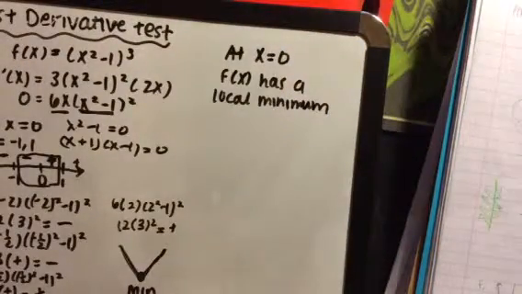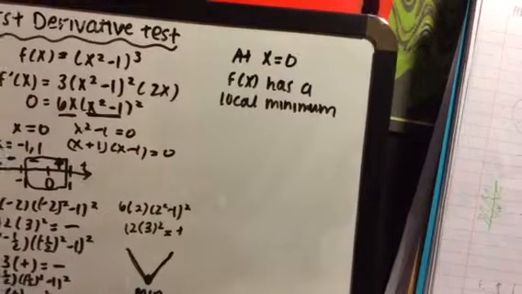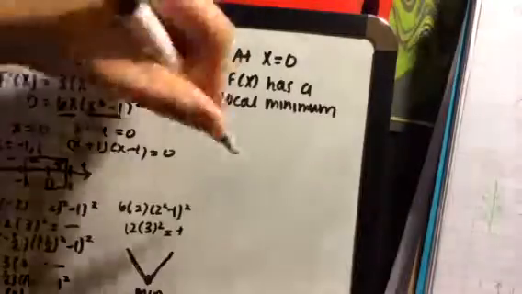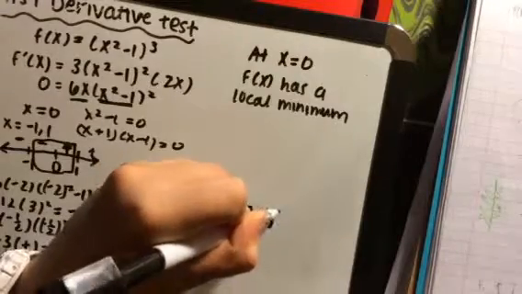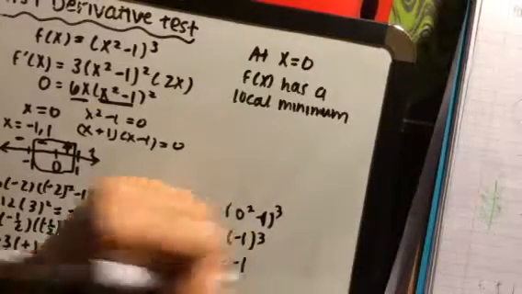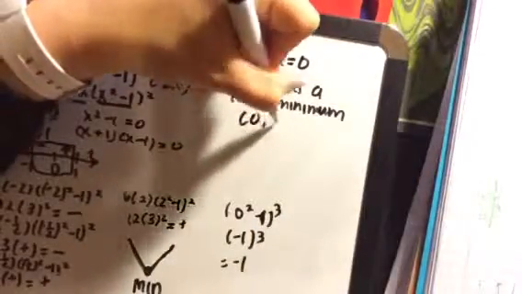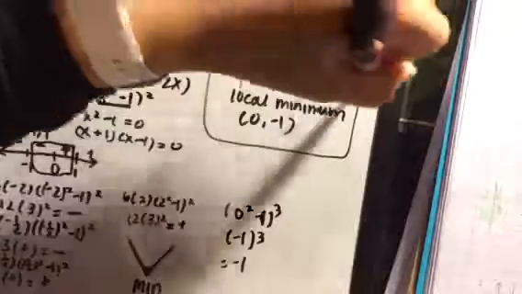and if we want to find a specific point, like what is the y value when x is equal to 0, we are going to plug 0 back into the original equation, which is f of x is equal to x squared minus 1 cubed. So 0 squared minus 1 cubed, that is going to be negative 1 cubed, which is equal to negative 1. So our answer is that f of x has a local minimum at x equal to 0, at the point 0, negative 1. That is the answer.